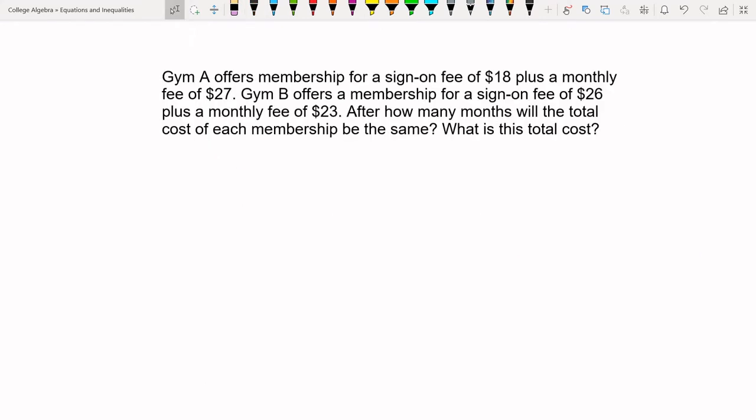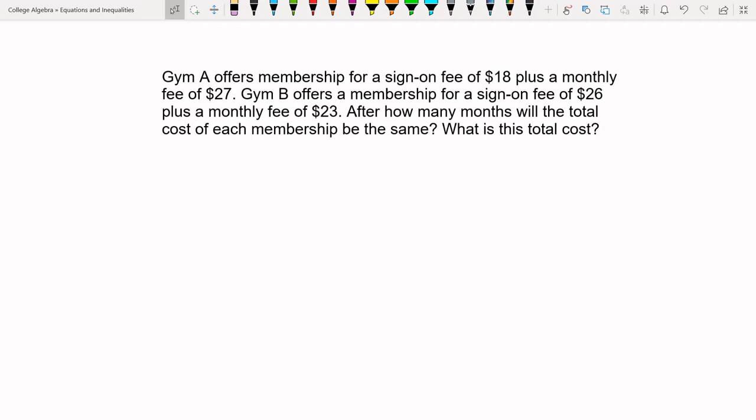Here we have two gym memberships with a sign-on fee and a monthly fee. And we're asking how many months will the total cost of each membership be the same, and then what's the total cost. This is going to actually give us an equation that we can solve. So this is going to be more like a linear equation that we're actually going to do things with. So let's look at Gym A.